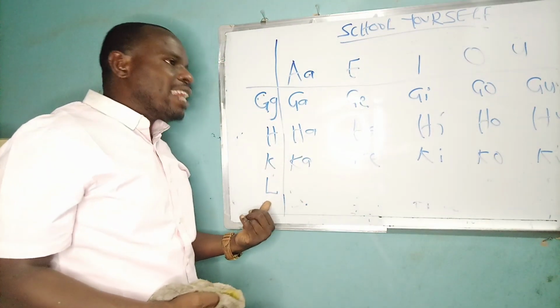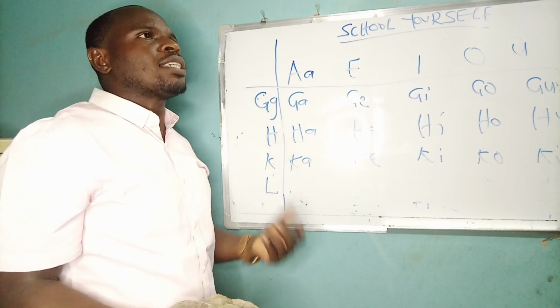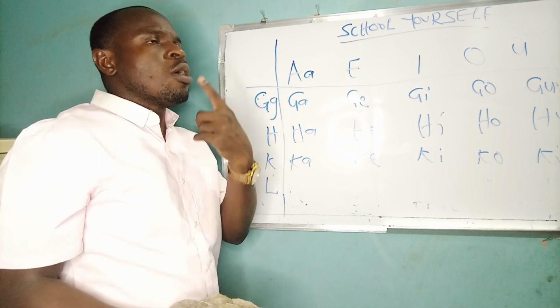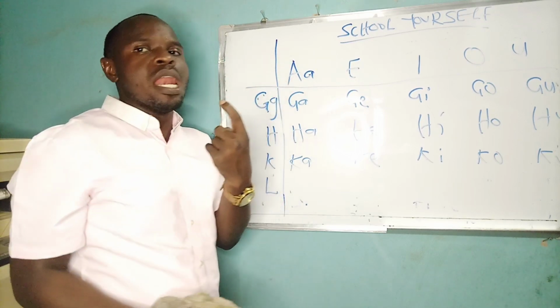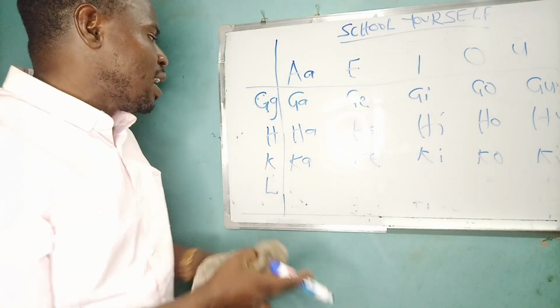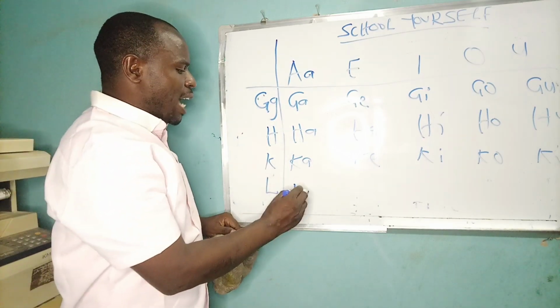So L now, the sound is L. The way your mouth is when you say L, the last thing is your tongue moves to the roof of your mouth. L, L, L. That's the sound of L. So if you're having L with A, that goes to what?